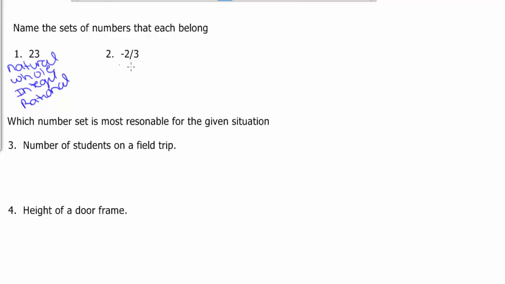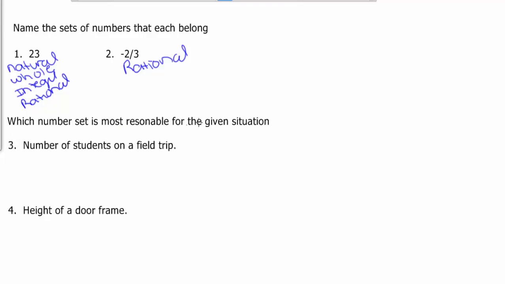Okay, -2/3. Now, -2/3 is not a natural number, not a whole number, not an integer, because an integer is not a decimal, and 2/3 can be made into a decimal. And so you would just say that this is rational. That's the only one that falls in there.